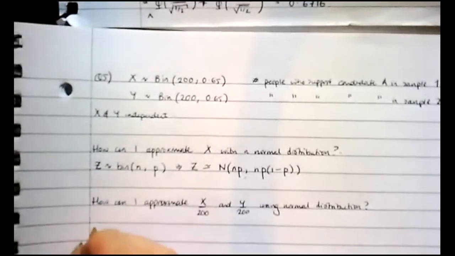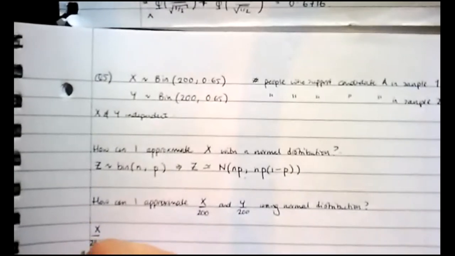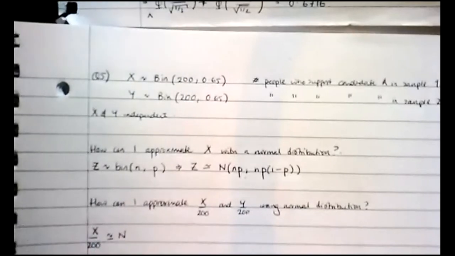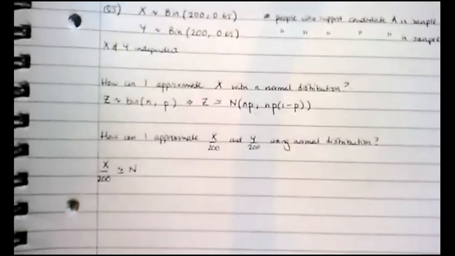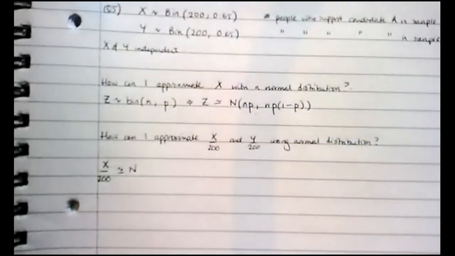So have a little think. It should immediately pop out at you. How can I write an approximate distribution for X divided by 200? What do I need to change about this formula? I'm going to put these two numbers in.